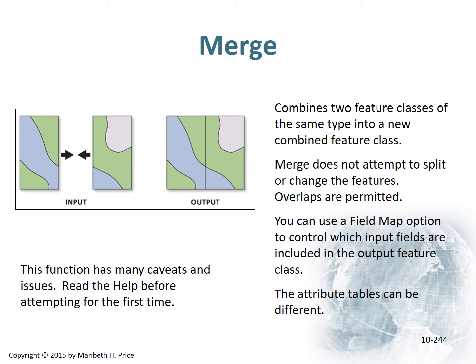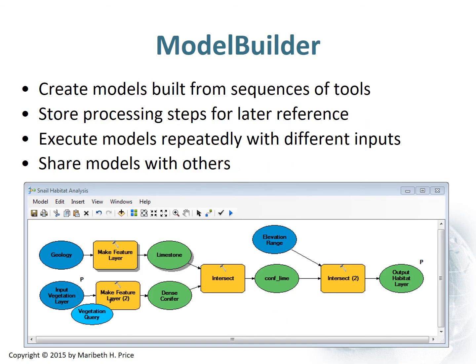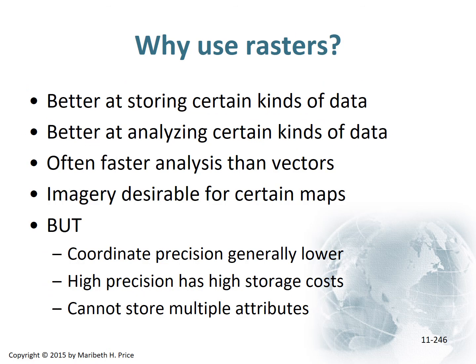You'll be able to explain what both of these do and give examples of how you would use them and what that means. Model builder. You should be able to recite pretty much this basic 4-step process. Create models, store processing steps for later, execute models repeatedly with different inputs, share models with others. If I were to ask something like, give me 4 reasons why you would want to use model builder, these 4 would be the ideal example.